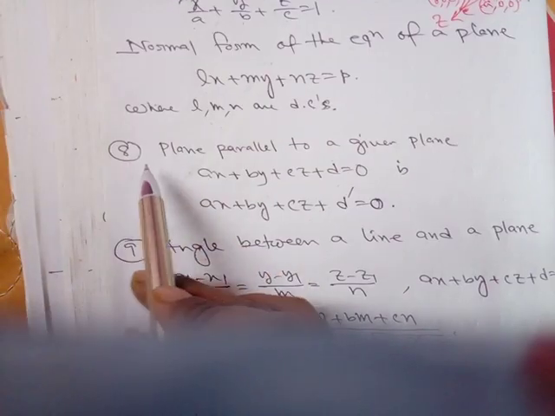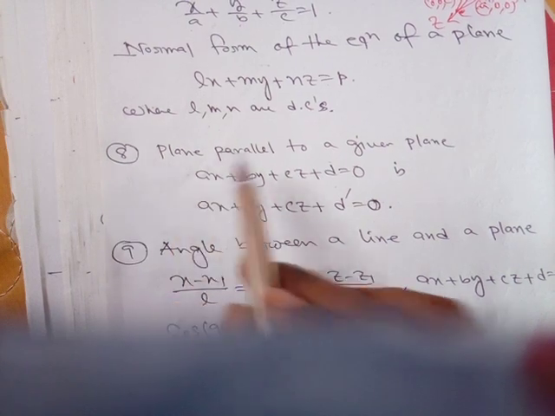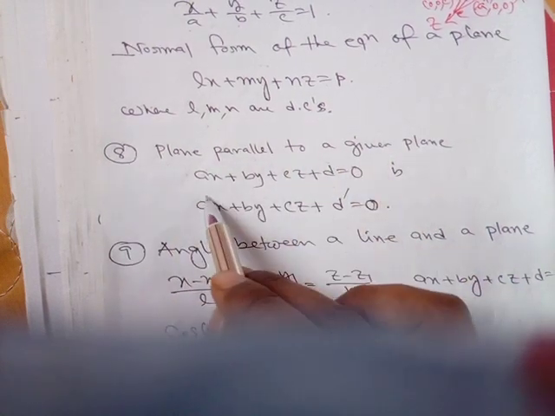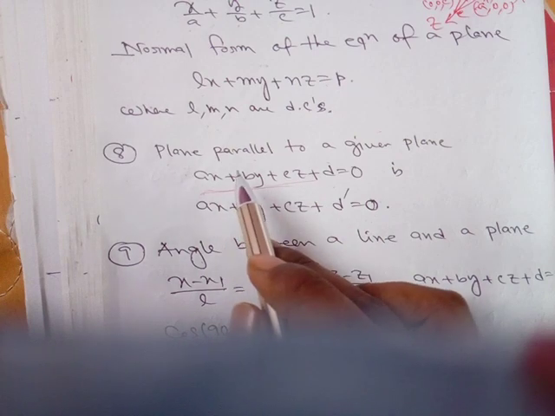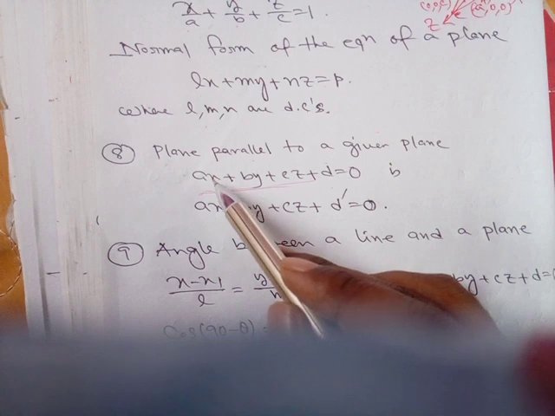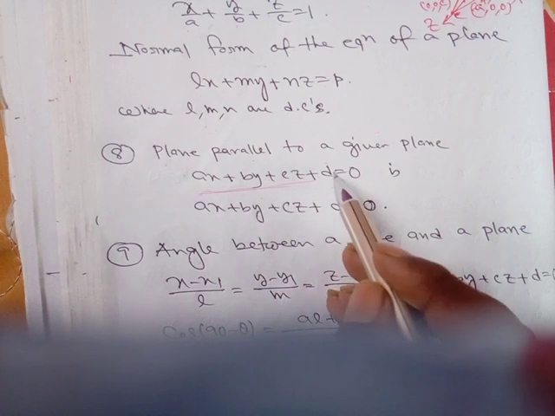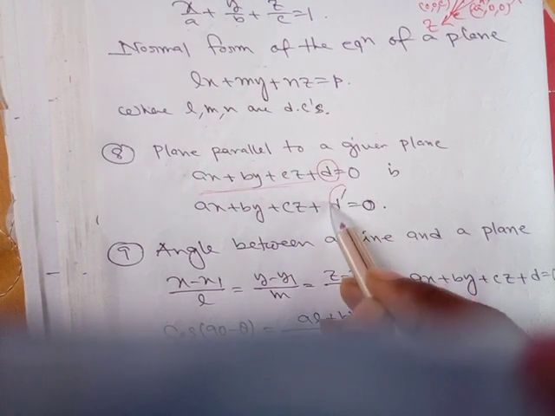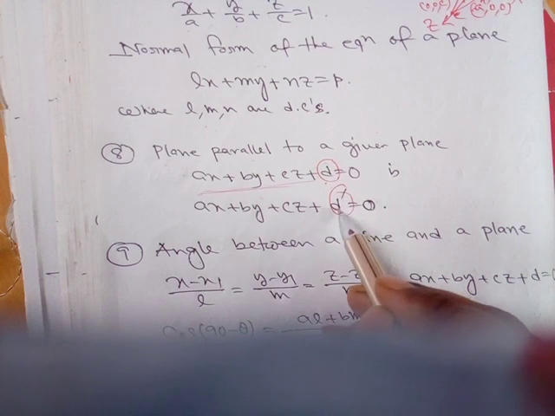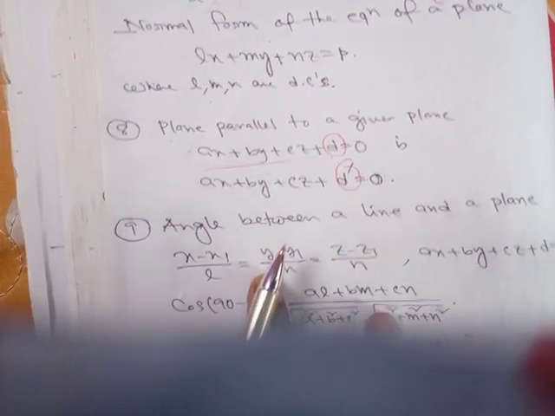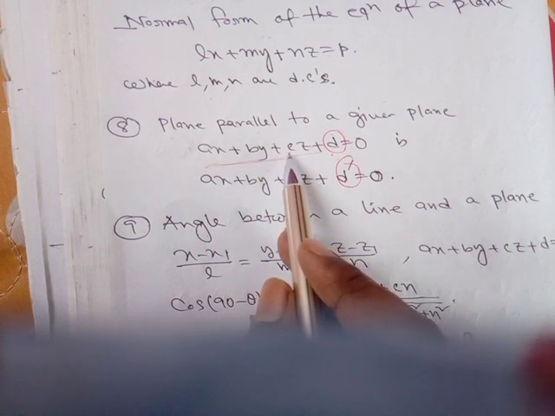Okay, next point is 8: plane parallel to a given plane. Suppose this is one plane. If you are asked to write another plane which is parallel to the given plane, remember one thing: the coefficient of x, coefficient of y, and coefficient of z will remain the same. Just the constant part is changed. Here it is d, and in the parallel plane this d will be changed to d dash. Only one change; the coefficients of x, y, and z remain the same.